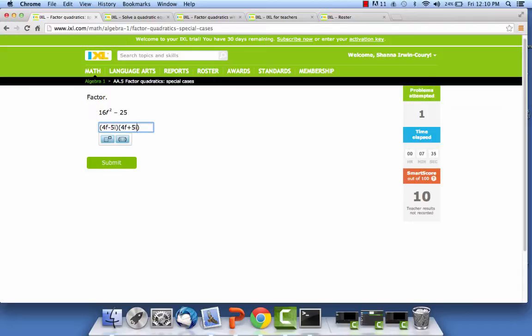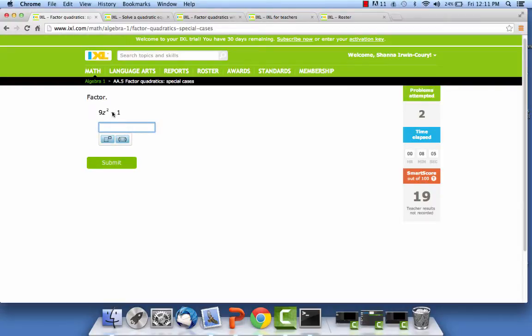But what would happen with this is 5i times 5i is 25i squared, which is negative 25. So that would change this to a plus. So if this was 16f squared plus 25, it's still the difference of squares as long as you allow i, but of course it's not. So there's that one.